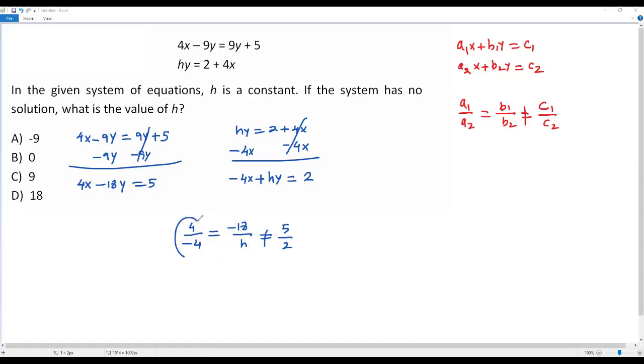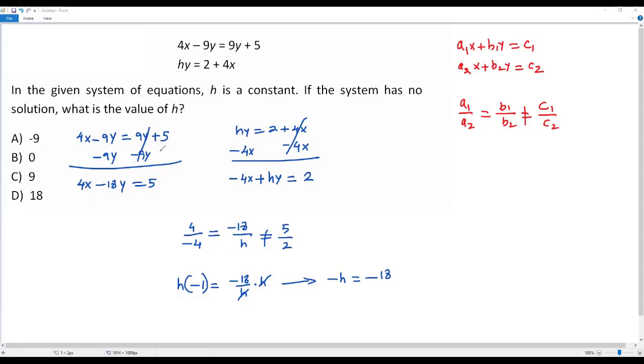Now let's simplify this one. 4 divided by negative 4 is equal to negative 1. On the right side, we have negative 18 over h. Now let me multiply both sides of this equation by h. When I do so, the h and h cancel out. H times negative 1 gives us negative h, and on the right side we have negative 18.